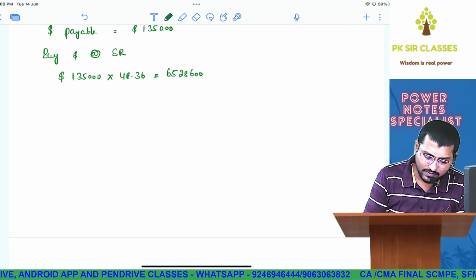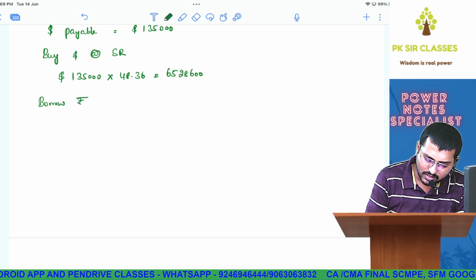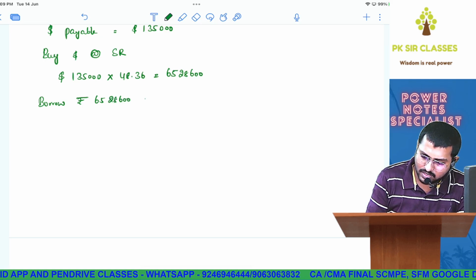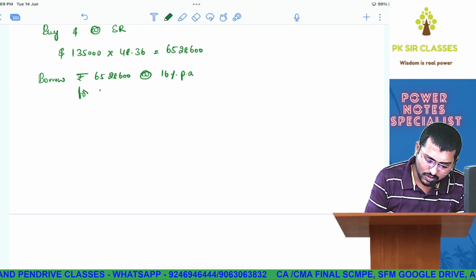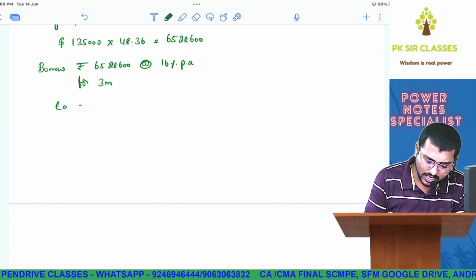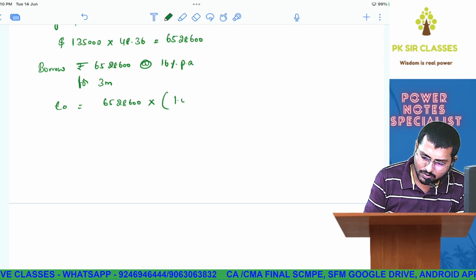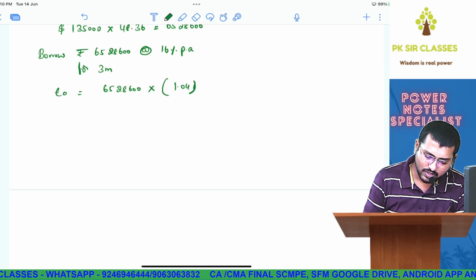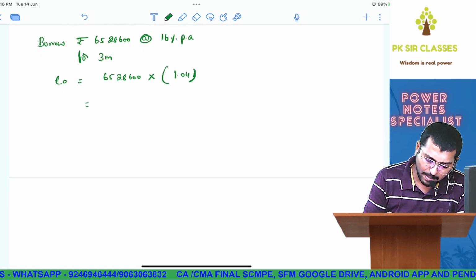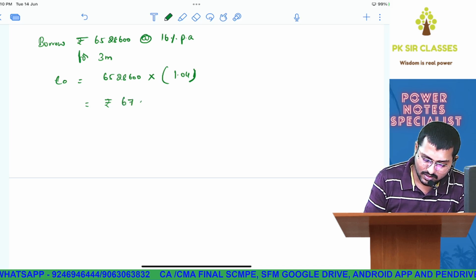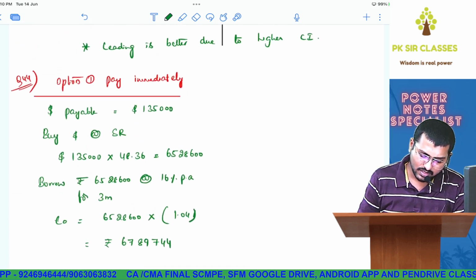Okay, today itself. How will you get money? This much of money today itself? You have to borrow. Correct? Borrow 65 lakh 28,600 at 16% per annum OD interest. That too, you need to borrow for how many months, Nana? 3 months. So which means your cash outflow will be 65 lakh 28,600 into 1.04, right? 16% per annum. So 8% for 6 months, 4% for 3 months. How much you get? 7 lakh 89,744. Fantastic. We are done with it.